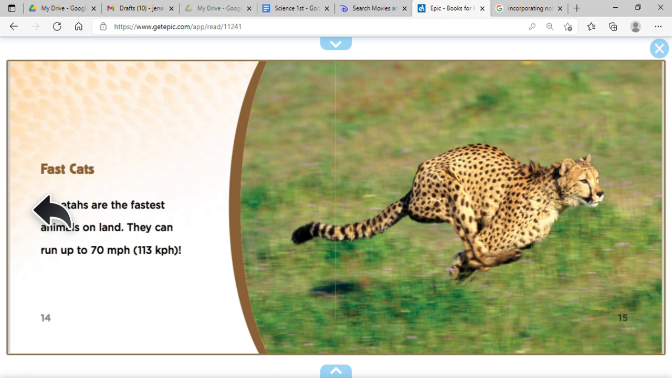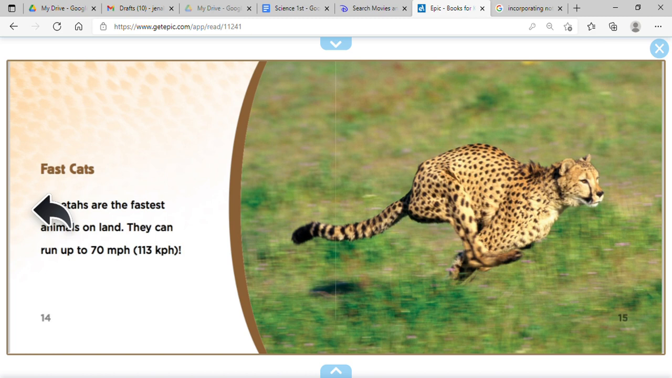I think this one? Okay, what about this? I don't know. Or what about this? You said you think this. I think it's so that they run fast. Yeah, exactly. Cheetahs are the fastest animals on land.